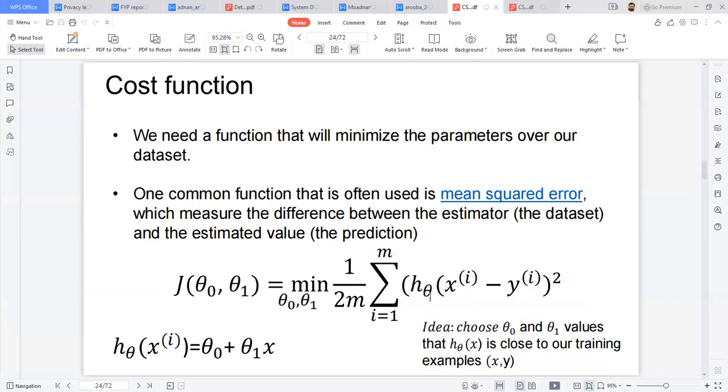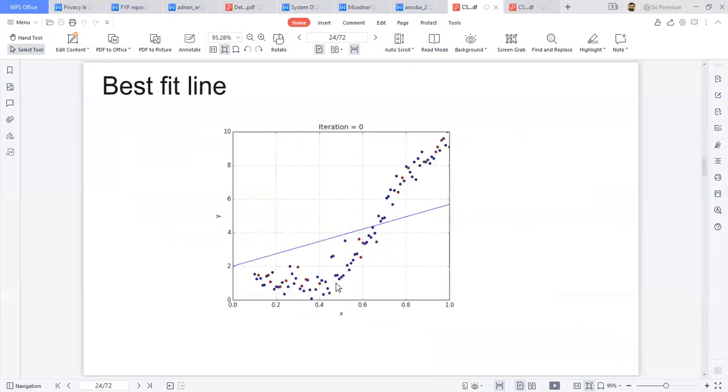This is like we are changing the value based on gradient descent. We will go again. The idea is to choose theta naught and theta 1 values so that h(x), our hypothesis, is close to our training examples. Training examples are the actual values. So we have to make the line so that the value is very close to the actual value.